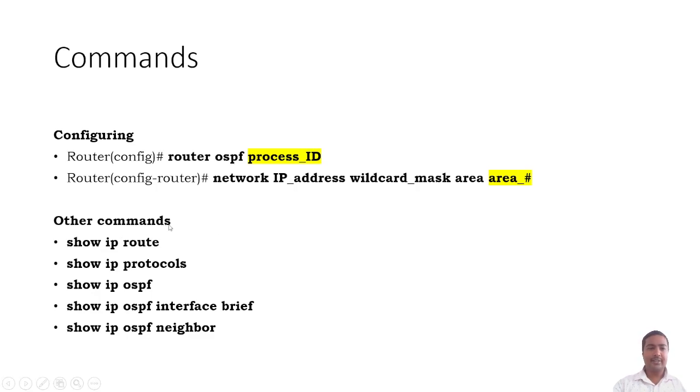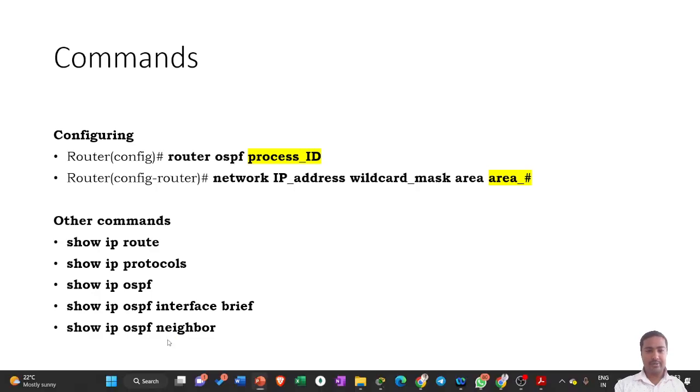The other commands related to OSPF are like this. This one is used to show your IP routing table. We are going to check the IP protocols, see who my neighbors are, and what interfaces are enabled with it. All these commands we are going to check one by one. Now we'll quickly jump into the exercise.